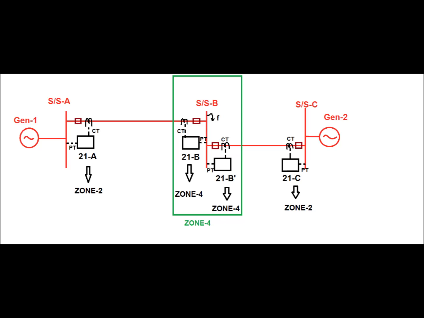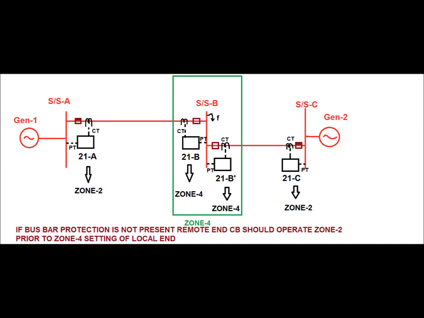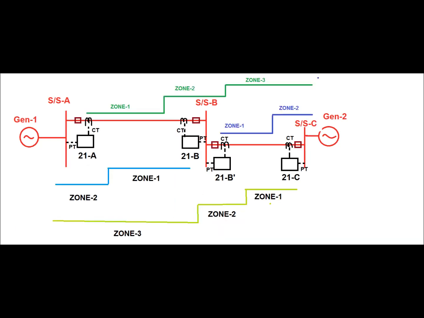Now why is the zone 4 time set as 500 millisecond? It is because if the busbar protection is not present, then the remote substation should preferably trip first at zone 2 time, and only then does zone 4 time come into the picture.